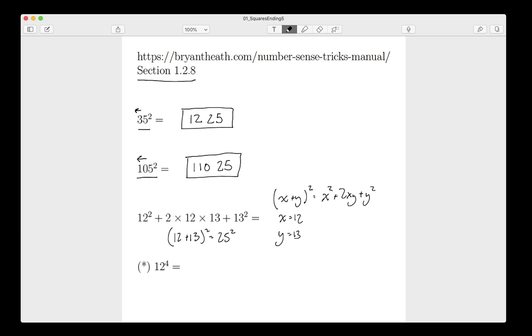So in this case, 25 squared, again, your last two digits are going to be 25. Then you have 2 times 2 plus 1. So 2 times 3 is 6. So that would be your answer, 625.